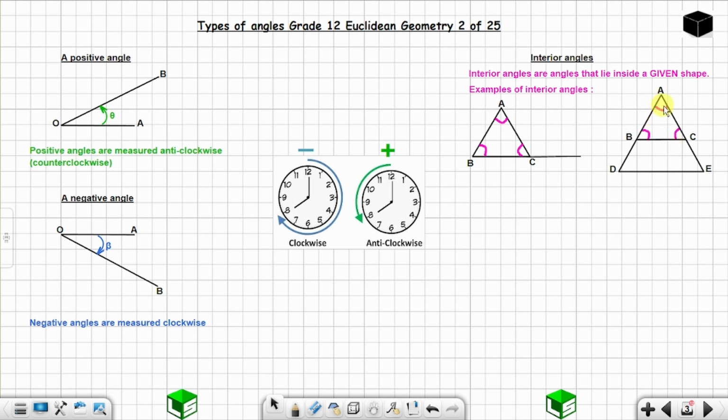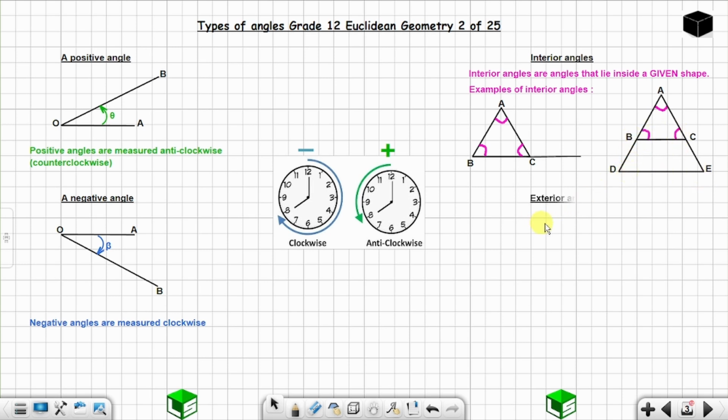This is an interior angle. This is also an interior angle. This is also an interior angle because they are inside this triangle ABC. When I consider this shape BCED, these angles are going to be exterior because they are not inside this shape. If I'm referring to this shape, these angles are going to be called exterior.